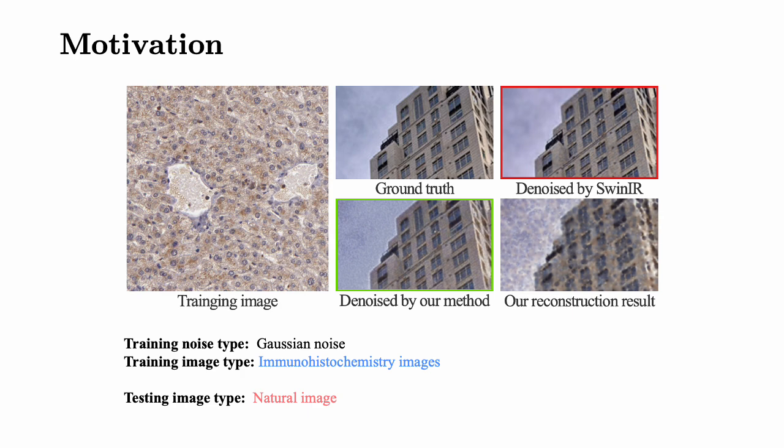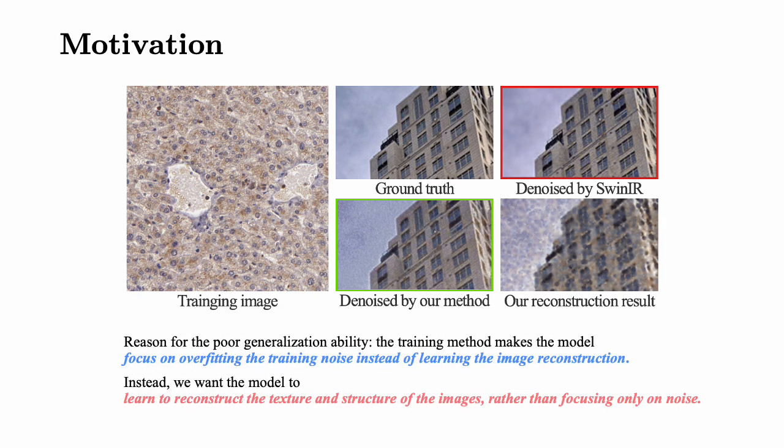As observed, the SwinIR trained on immunohistochemistry images can still denoise and reproduce the natural image. This supports our conjecture regarding generalization ability, indicating that most existing methods perform denoising by overfitting the training noise. Consequently, when the noise deviates from the training conditions, the denoising performance of these models declines significantly. This observation also inspires our approach to developing deep denoising models with improved generalization ability. We aim for the model to learn the reconstruction of image textures and structures, rather than focusing only on noise.